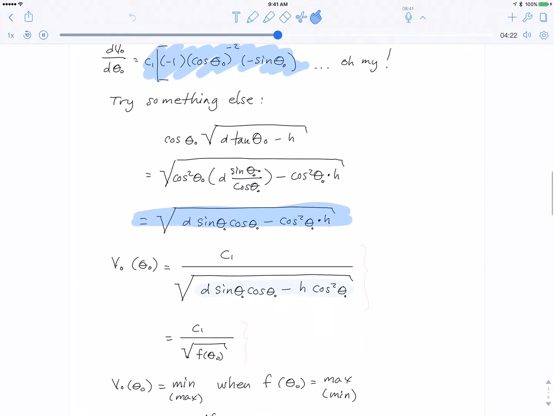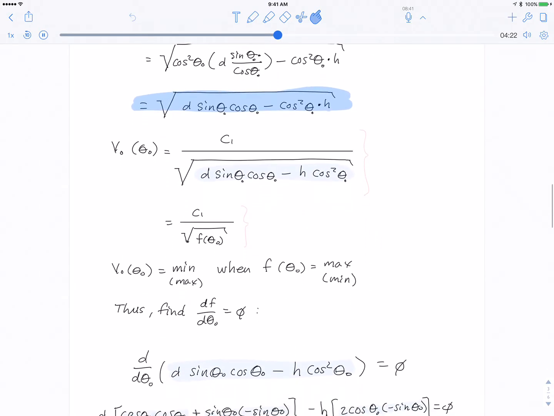And then starting here, I'm actually going to do something a little different than the solution manual. So we get that the function is this, and it simplifies to this, where the function of theta is d sine theta cos theta minus h cos squared theta. And so I actually got this hint from the solution manual as well.